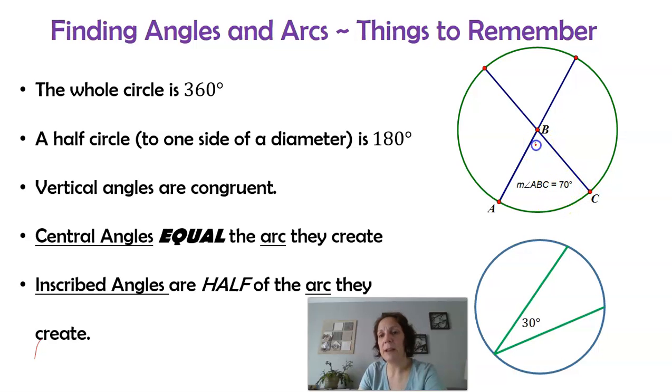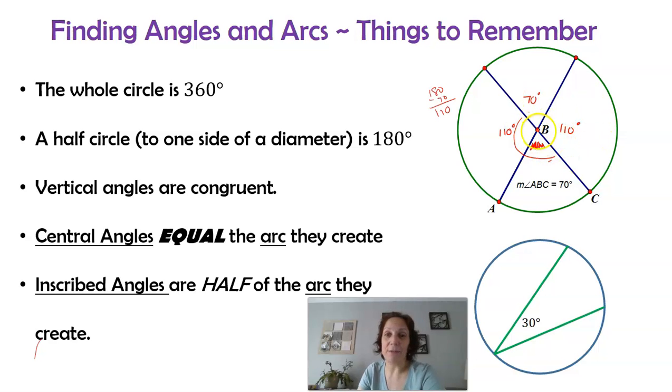If this angle right here is 70, then that means that the angle across from it, the vertical angle, also has to be 70. That can also help me figure out these angles, right? Because I know that a straight line has to be 180. So if this is 70, then this angle right here is going to be 180 minus 70, or 110. Well, if that one's 110, then the one across from it is 110.